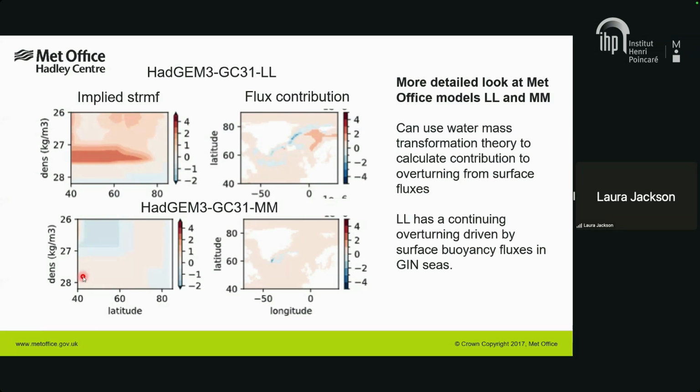And if we look at where those fluxes are occurring, you can see that in the LL model, they're basically occurring in the GINs. So in the LL model, the overturning is being sustained because of surface buoyancy fluxes in the GINs.